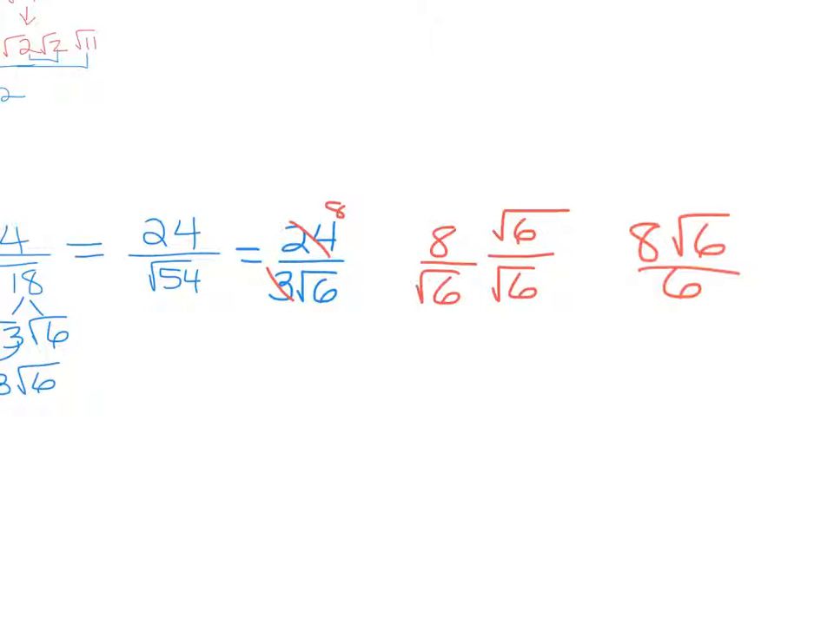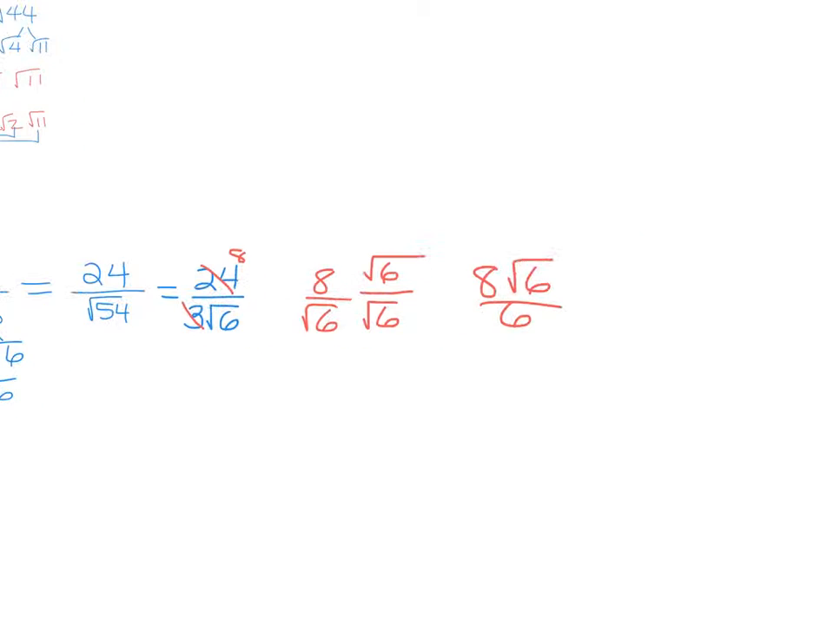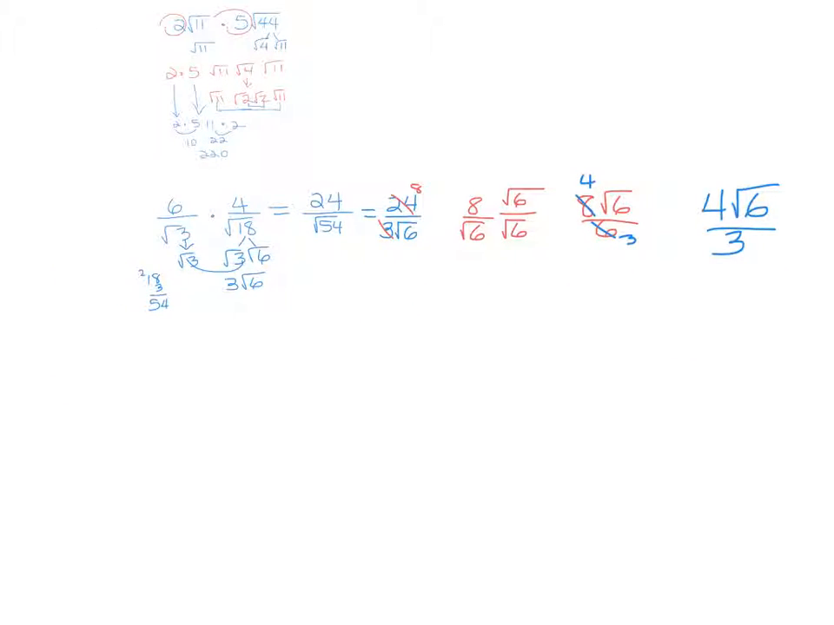And then I can simplify 8 over 6, and I can make this a 3 and make this a 4, and then this would be 4 square root 6 over 3. Okay, so whatever comes out, if that fraction can be simplified, then you would simplify it. So be able to multiply fractions.